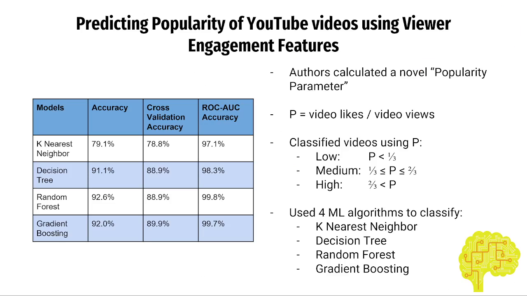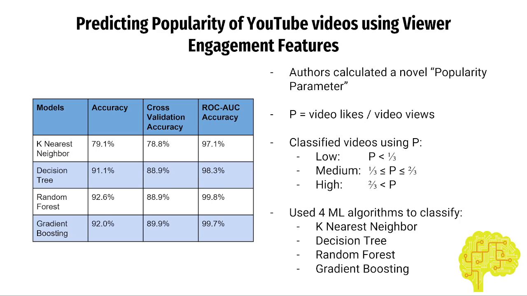The second paper we looked at calculated a popularity parameter metric for each video defined as a ratio of likes to views. They then classified each video as either high, medium, or low popularity based on the video's popularity parameter. They then trained and tested 4 machine learning classification algorithms to predict the popularity of the videos. Because no code was provided in this paper, we had to implement their methods with our own code, and the accuracy we got is on the table to the left.